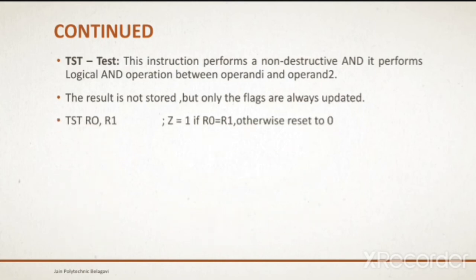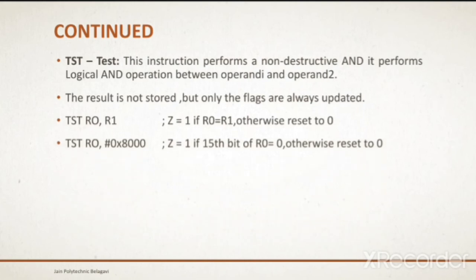TST R0, R1. Whenever Z flag is equal to 1, then R0 will be equal to R1. Otherwise, it will be equal to 0. That is, if the contents of R0 and R1 are same, then Z flag will be equal to 1. If not, it will be equal to 0. Next, TST R0, #0x80. If Z is equal to 1, the 15th bit of R0 will be equal to 0. Otherwise, it will be 0.